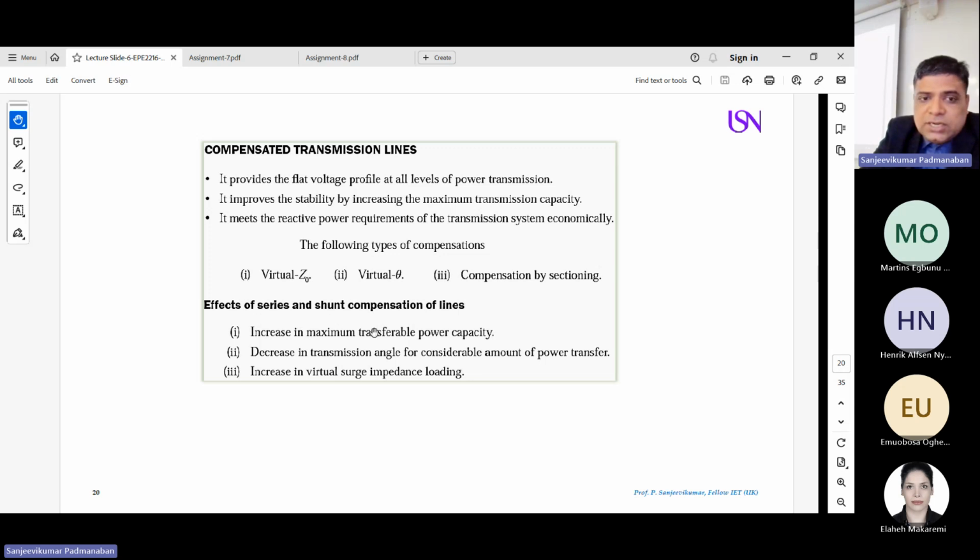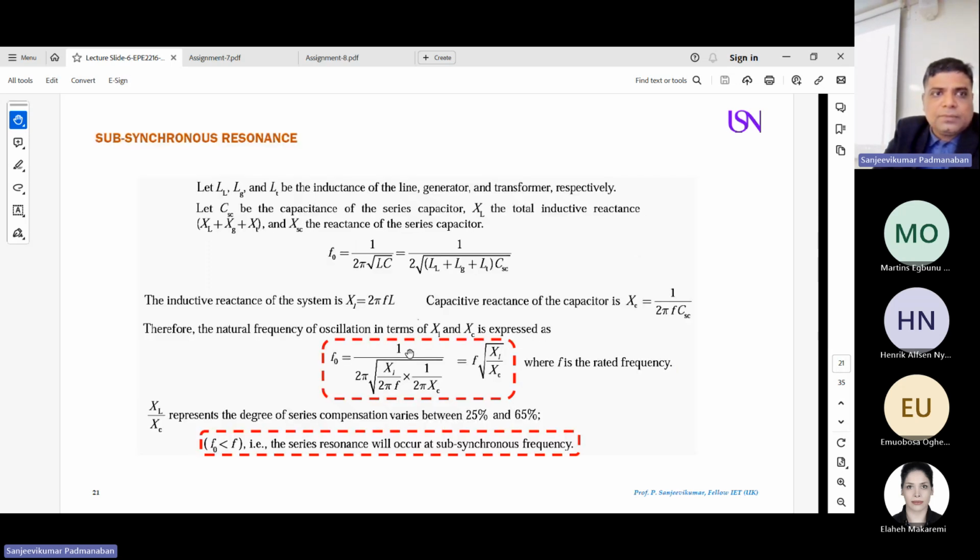By using series and shunt compensation, what is the meaning? Series is connected in series with the sending and receiving end. Shunt is parallel. So series means series connection, shunt means parallel connection. What is the benefit? Again, I can transfer maximum power or increase the power capacity. I can make the power transfer capability, using angle delta, very easily. And of course, I can increase the virtual impedance, surge impedance. So these are the advantages of going for series or shunt compensation.